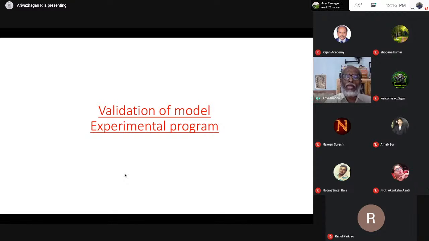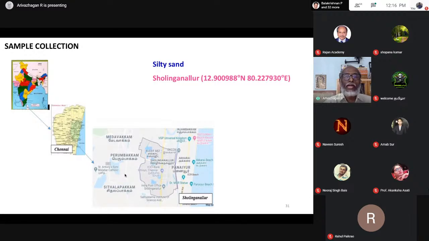Now, this next one is the important one. I can prove whether this model is suitable for all the conditions or particular conditions, or a close fit for some conditions, or how closely related it is with some conditions. We have to verify that. That's the validation of the model. For that, I am going to conduct the experiments. For that, a soil sample was collected, a silty sand sample.